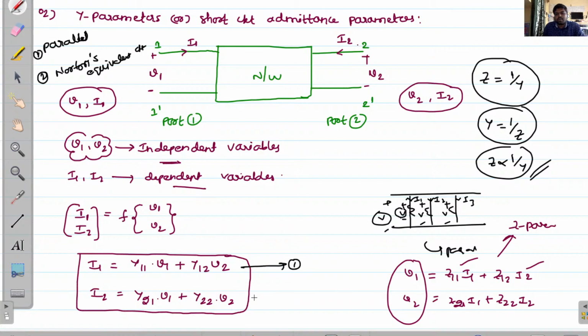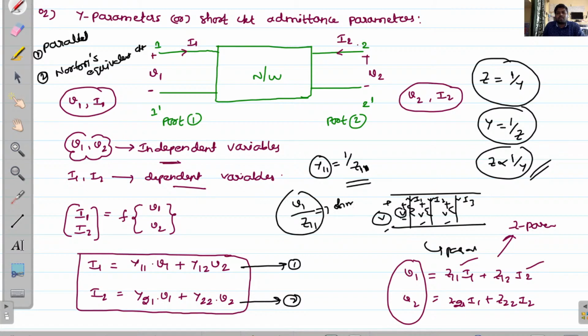These are the two current equations for Y parameters, okay? This is equation number 1 and this is equation number 2. Admittance into voltage will give the current in that particular branch, right? Instead of admittance you can take Y11 equals 1 by Z11 only, right? Now if you take Z11, voltage by impedance, otherwise resistance, will give Ohm's law. So you can take it in this way, otherwise you can take it in this way also, okay? So admittance into voltage drop will give the current through that particular branch, right?